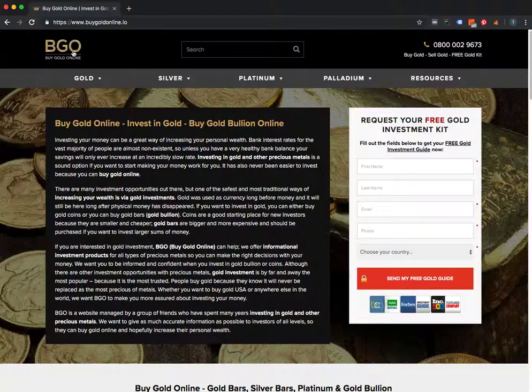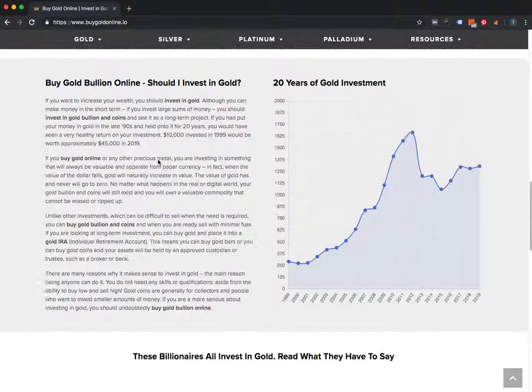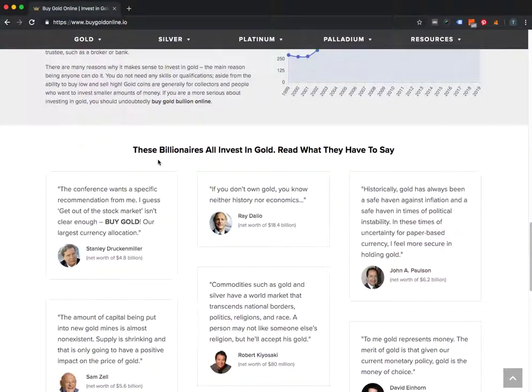This is a website I've been using recently. It's called buygoldonline.io. They are essentially a price comparison website for buying gold bars and buying gold coins. Also silver, platinum, and palladium, but the majority of it's based around gold. So this is their homepage. It gives you a bit of information about everything.